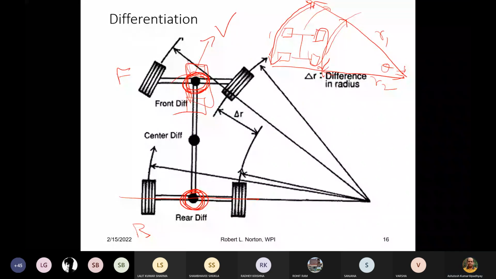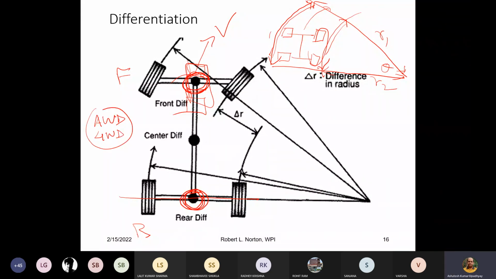the power. Now if you have all wheel drive, AWD, or 4-wheel drive, like the Mahindra Thar, that is a 4-wheel drive.